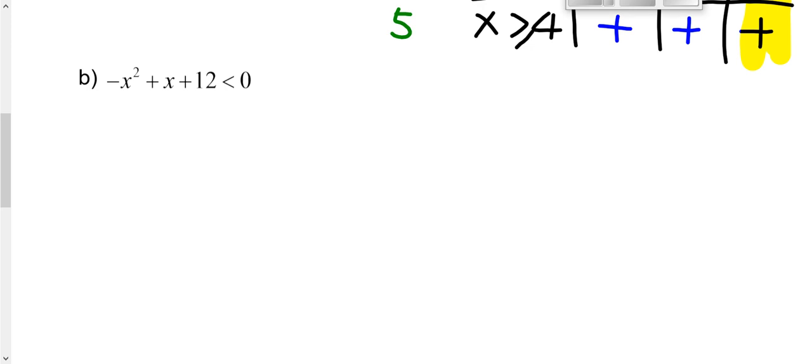So if you look at this, we have negative x squared plus 12 less than 0. Alright, so of course we are talking about with respect to y. Wrong color.